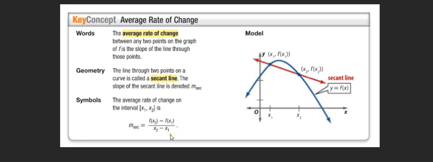And if you remember from algebra, to find the slope of a line, it is y2 minus y1 over x2 minus x1. But in this book, we're going to use f of x2, which is a y value of x2, and we're going to use f of x1, which is a y value of x1. So this is the same thing as y2 minus y1 over x2 minus x1. So basically, when you want to find the average rate of change, you're finding the slope of the line that passes through those 2 points.